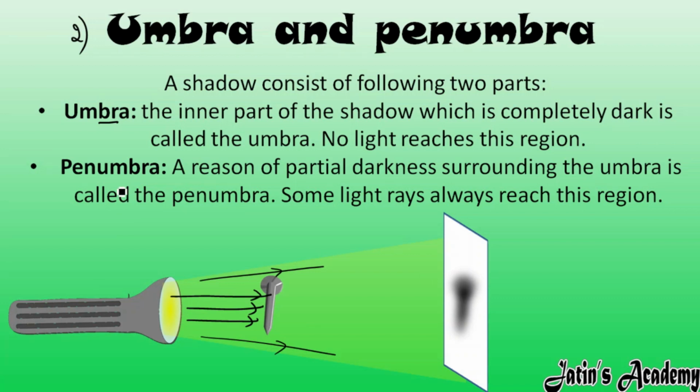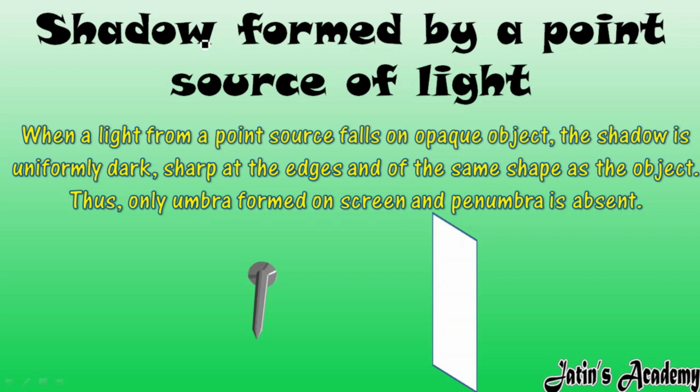But if we are talking about penumbra, penumbra is a partial darkness. Maybe you are seeing this partial darkness. Actually, partial darkness surrounds the umbra. In the surroundings of the umbra we have the penumbra, and in the penumbra region some light rays always reach. So the next topic is the shadow formed by a point source of light.